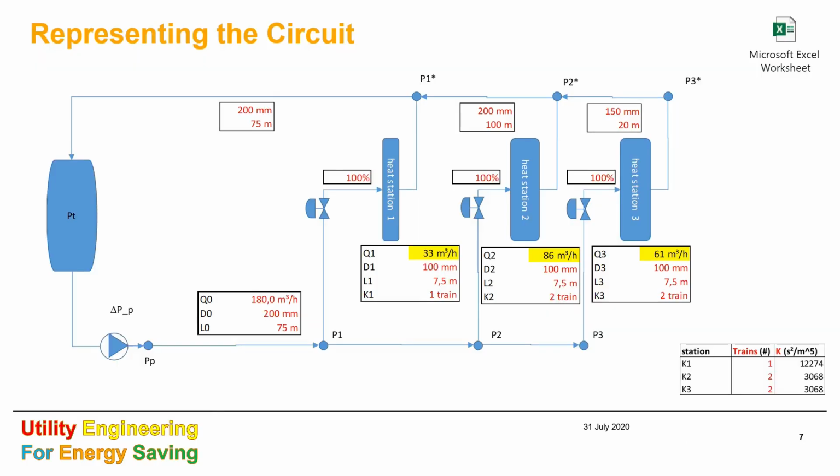Here we see a schematic of the circuit where the pump is always here at the beginning. Then we have the point 1 upstream of the first heat exchanger, the point 1 star downstream, and so on. And here also we represent the known values: the total flow here, the diameter size, the length of the pipe, and the same we are doing also for the remaining branches. For the stations 1, 2, and 3 are also known the K values, so there is the hydraulic resistance which is given by the vendor.